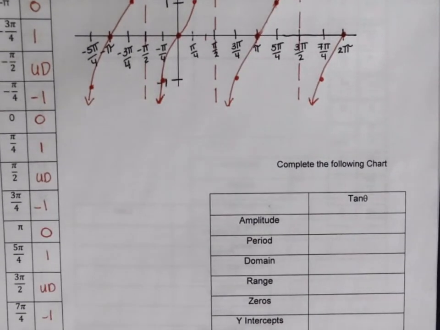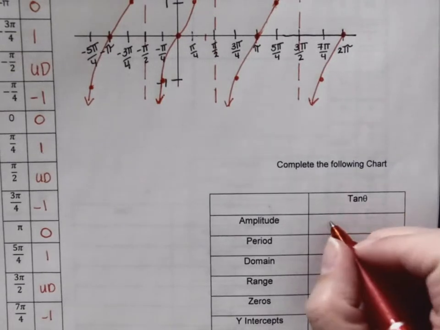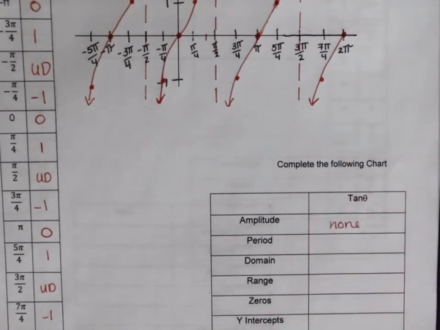Okay, can I have an amplitude if I don't have a wave? No. Could I have a vertical stretch? Sure, I can. Would we refer to it as an amplitude? Sometimes we do just because they're all trig functions, but just know that it technically doesn't fall under the definition of what a true amplitude is.